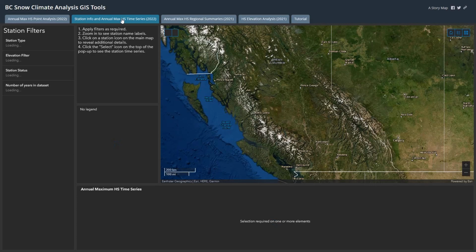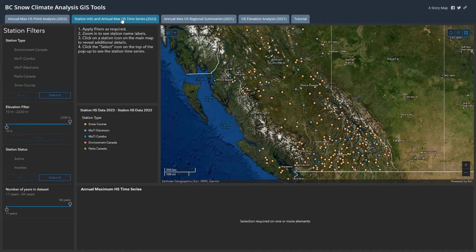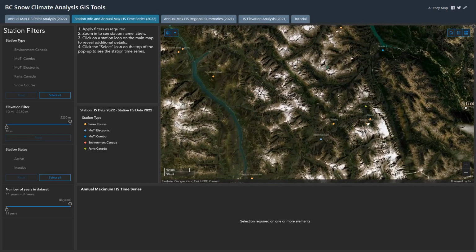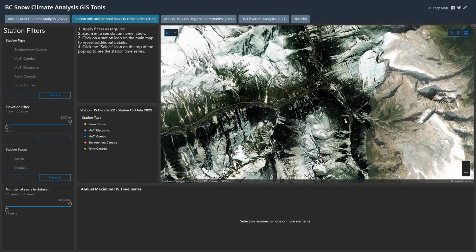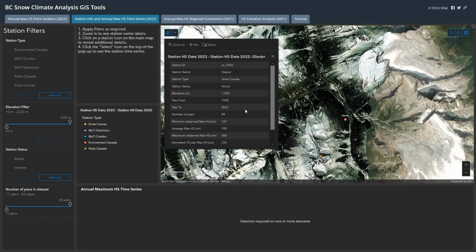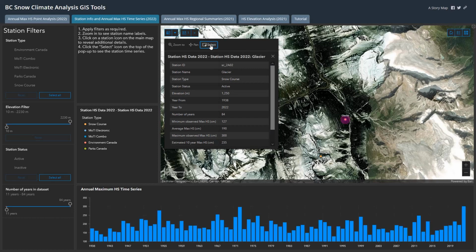This is intended to look at each station individually, and it has some of the same sort of filters if you want to reduce the number of points. But what I'm going to do is zoom into Rogers Pass and click on the Glacier station. It's going to pop up some additional information, including the estimated 10-year, 30-year, and 100-year for that station, the observed max and min, the average, and number of years in the data, those kind of metadata for each station. But what's important here is at the top of the pop-up, there's a select button. If you click the select button, it actually selects the point, and it will bring up the time series.